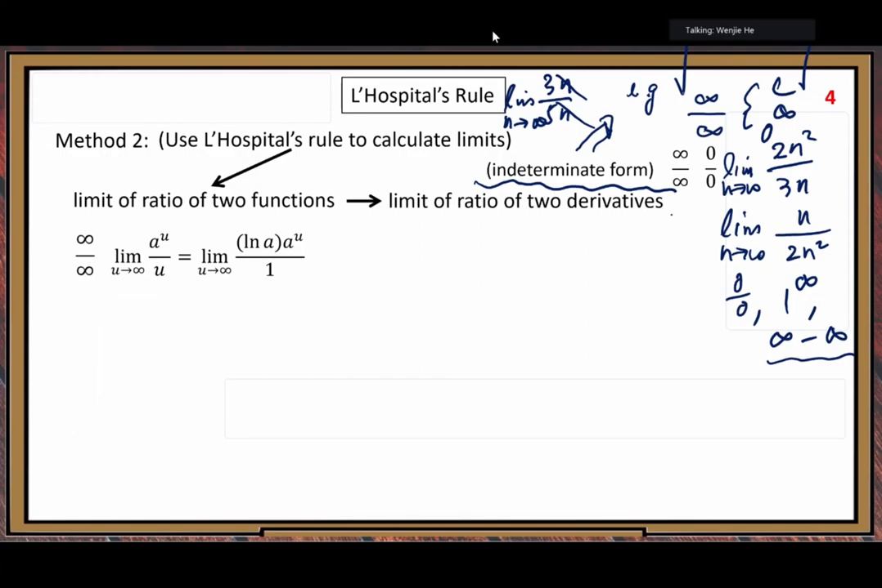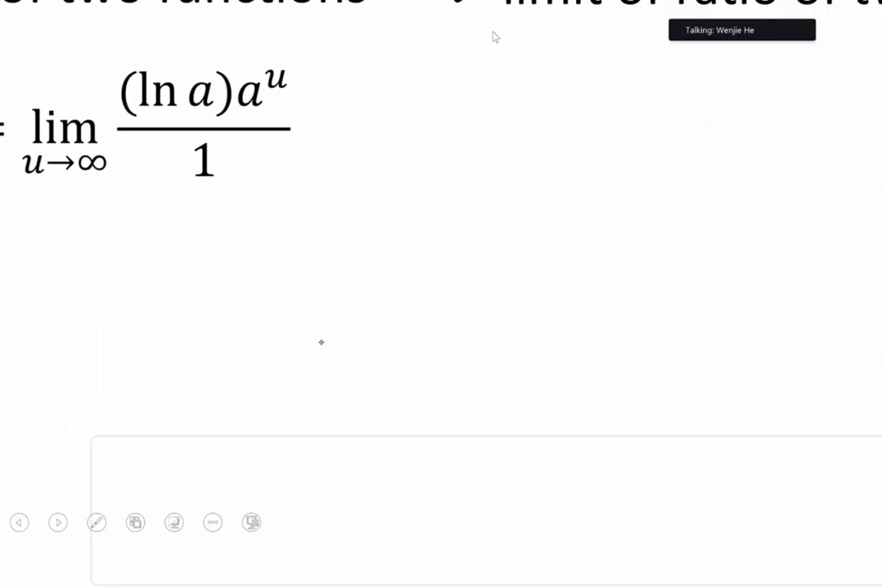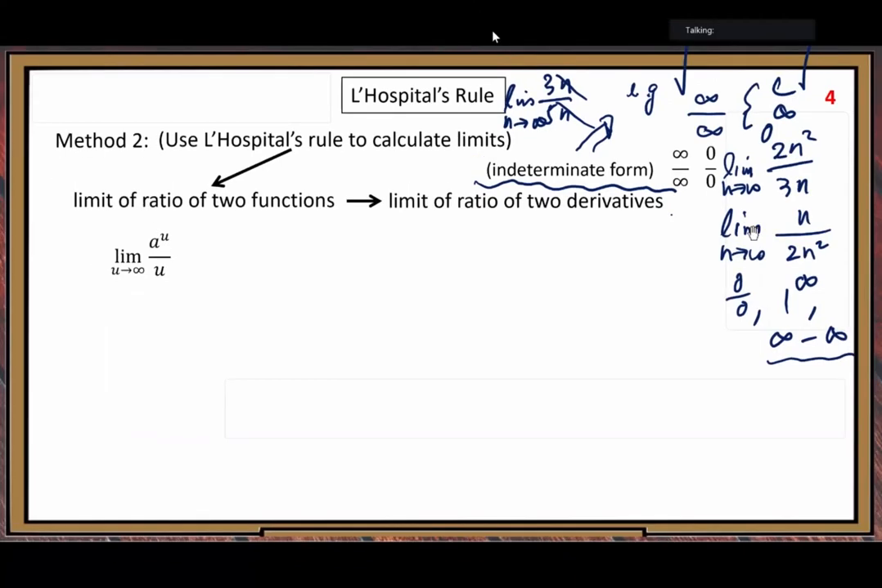Derivative of denominator, 1. Let me recall. Oh, sorry. Very annoying. Let me try my... Oh, what's wrong? Okay, all right.